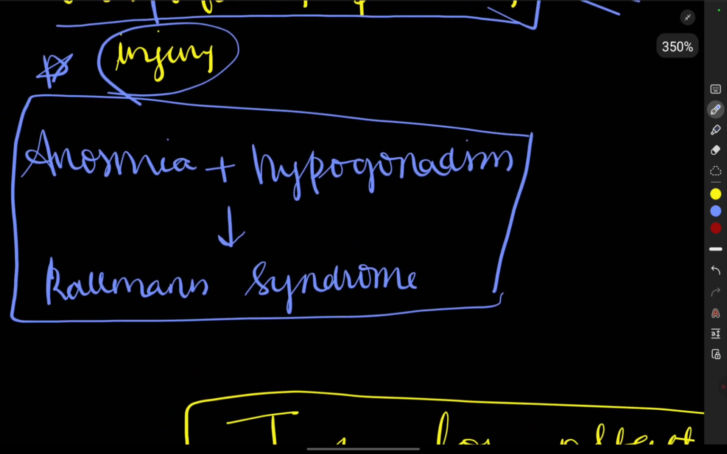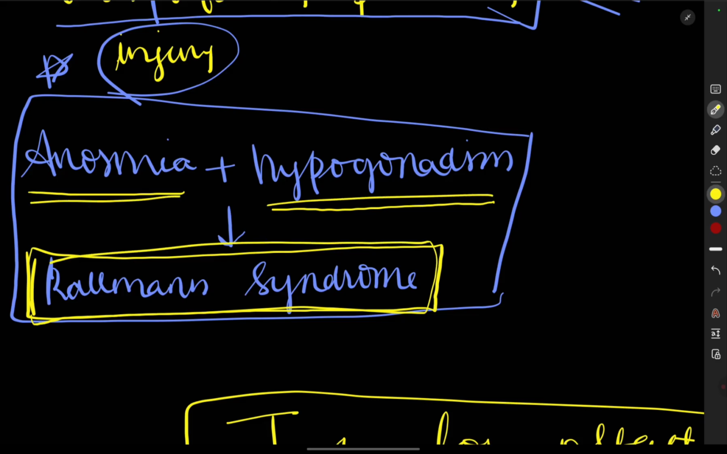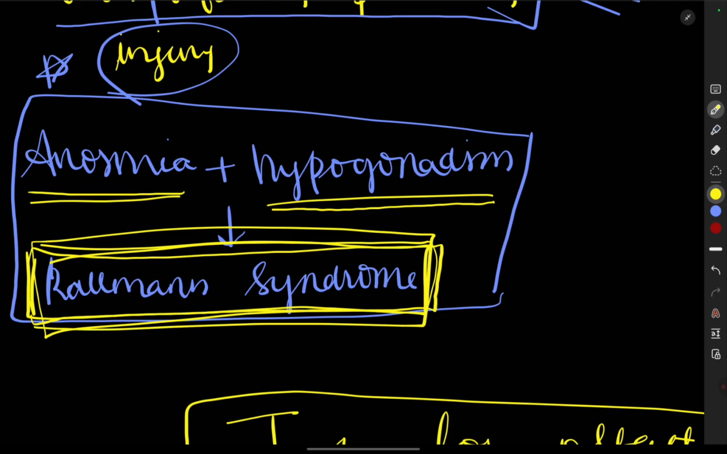When there is combined anosmia, that is complete sensational loss of smell, and hypogonadism, this syndrome is named Kallmann syndrome. The anosmia and the hypogonadism, when they both occur at once, form a particular syndrome that is called Kallmann syndrome.